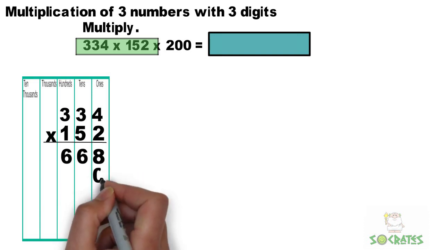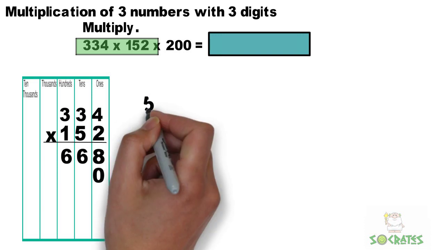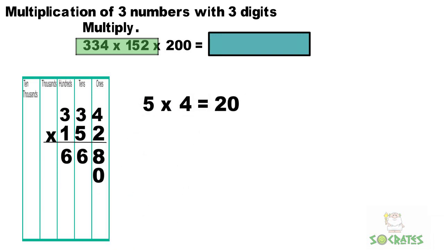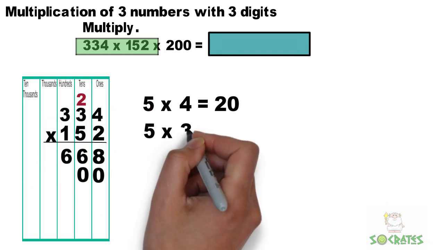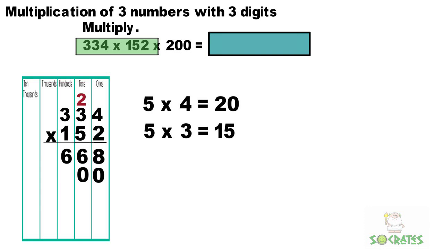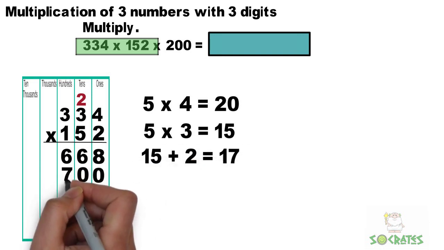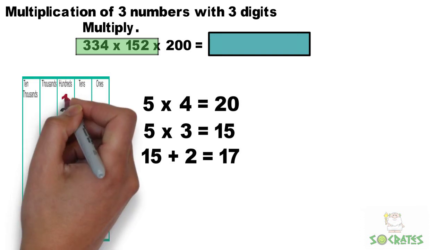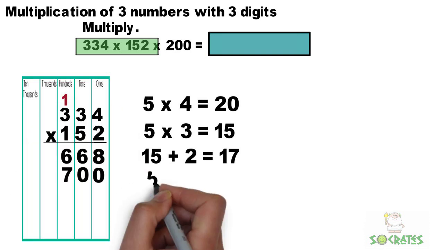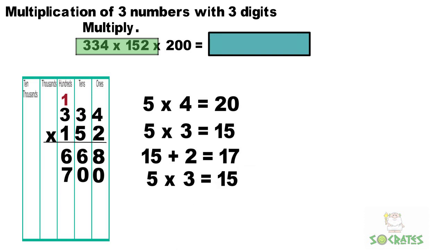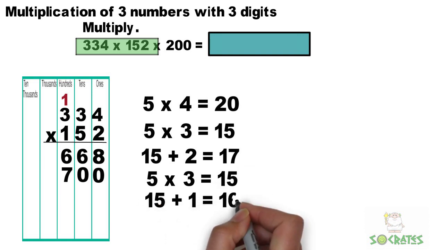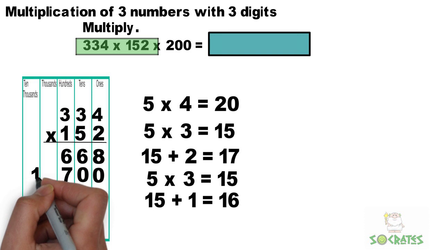Next, we want to multiply by 5, but we're really multiplying by 50. So we're going to put a 0 in the ones column. 5 times 4 equals 20. Put a 0 and carry the 2. 5 times 3 is 15, and then we need to add that other 2 for 17. So we put a 7 and carry the 1. And then 5 times 3 equals 15. And we add the 1 for 16.